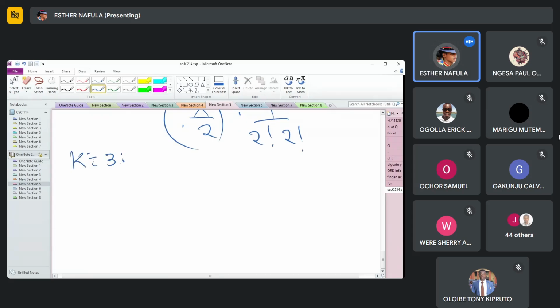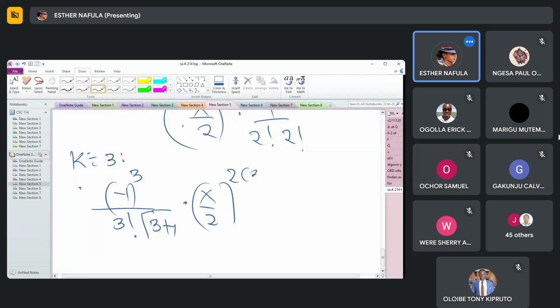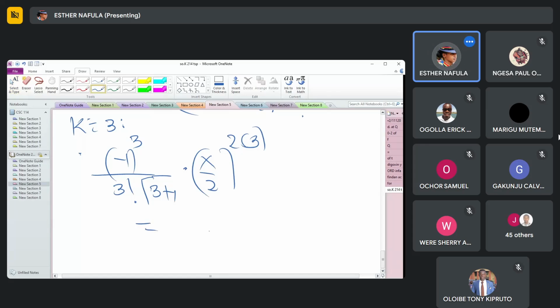For k equals 3, we'll have (-1) raised to power 3 divided by 3 factorial, gamma of 3 plus 1, times (x/2) raised to 2 times 3. (-1) to power 3 will be minus, so we'll have minus (x/2), the whole thing raised to power 6, times 1 over 3 factorial. Gamma of 3 plus 1 is the same thing as 3 factorial, so times 1 over 3 factorial times 3 factorial.